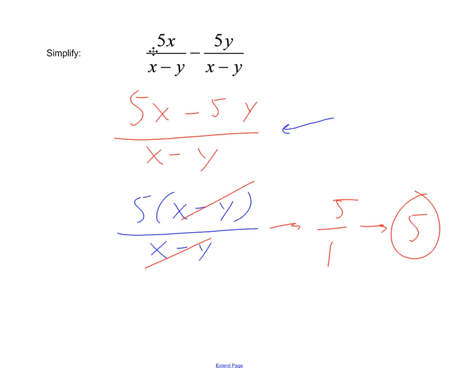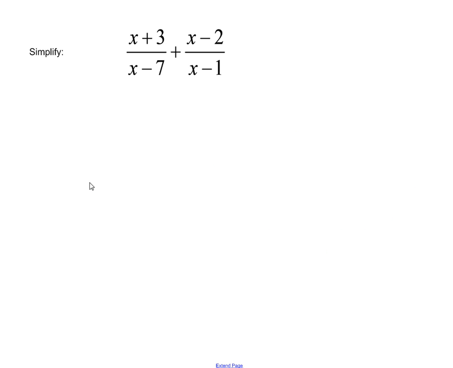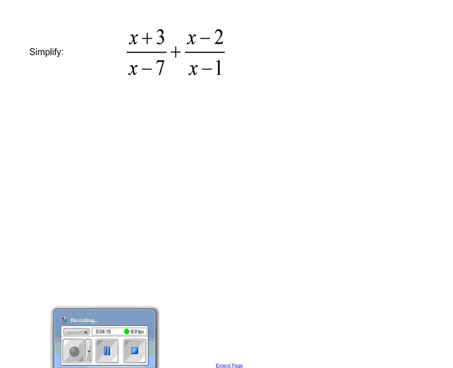So this is adding and subtracting where there are binomial denominators. But it's going to get a little bit more complicated when we look at this. Pause the video and try this out. This takes a little bit more thought.